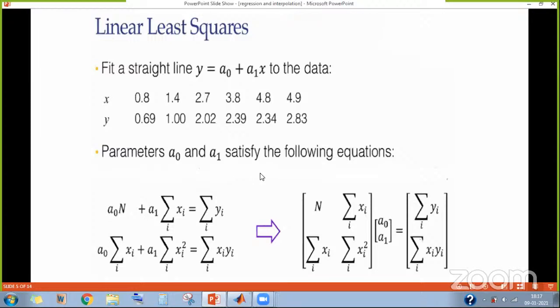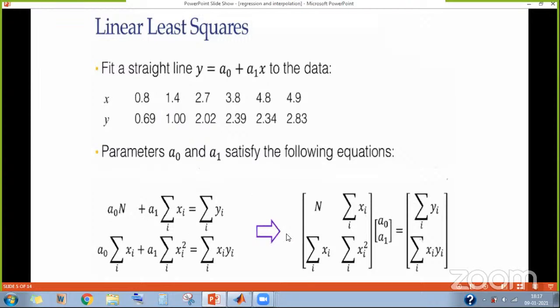After setting those to 0 and making some algebraic manipulations, we come up with these two equations. That is a0 times n, where n is the number of data points we have. For the example we have taken, the number of data points is 1, 2, 3, 4, 5, 6, so capital N denotes 6. So a0 n plus a1 times the summation of xi, meaning the sum of all the data points in xi, equals the summation of yi.